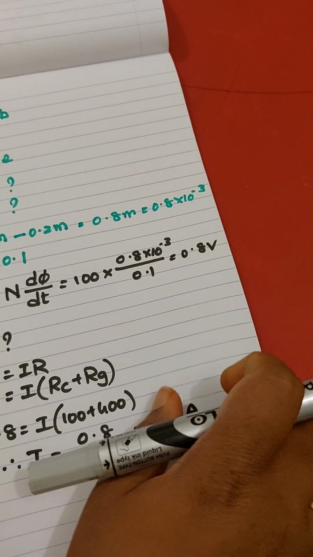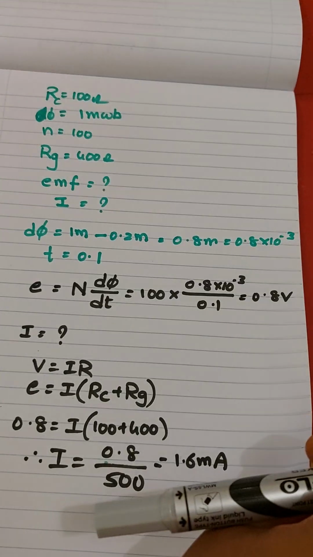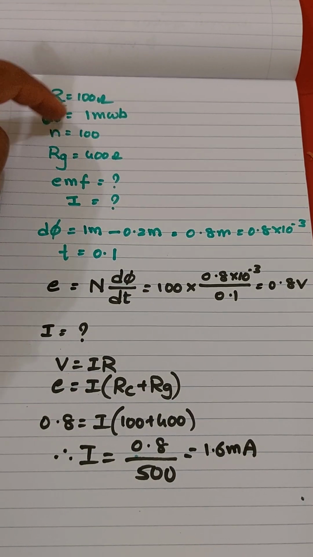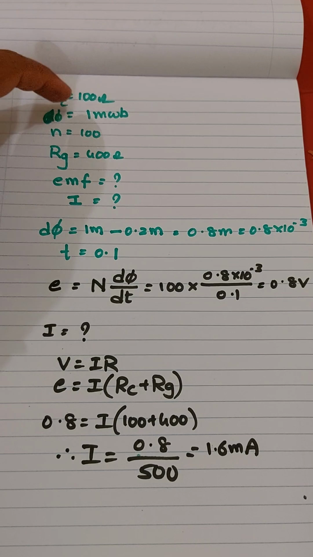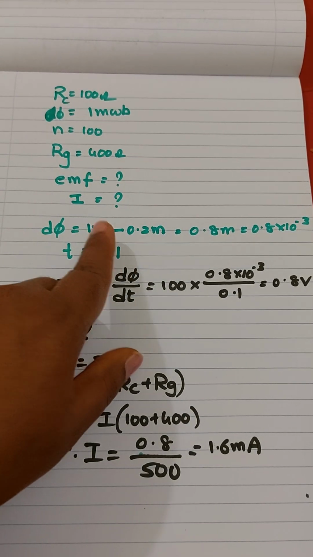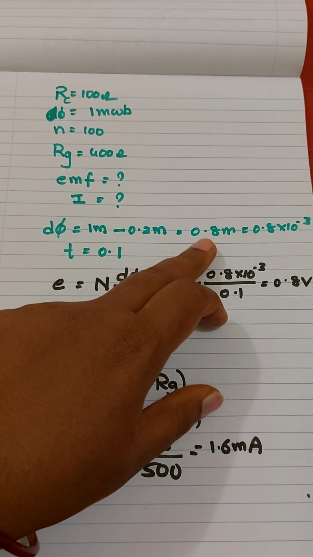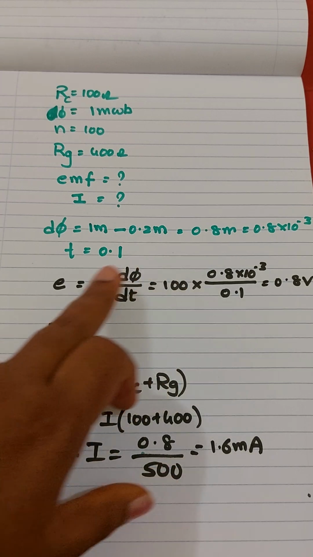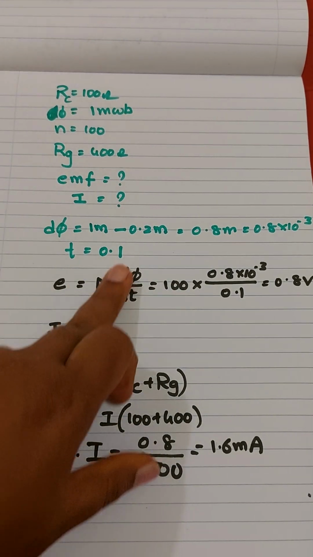Okay, so according to this, if you can see, resistances are given, number of turns is given, flux is given, and they said the flux of 1 is changed to 0.2. So the change of flux from 1 to 0.2 is 0.8. So the change is 0.8. So that 0.8 we substituted and we found E because we know this formula.